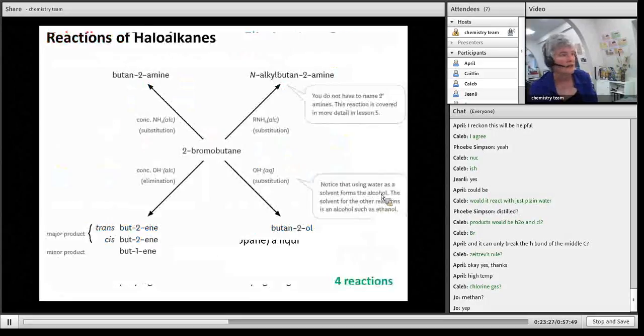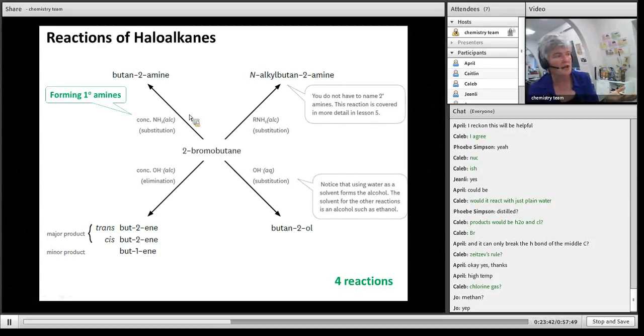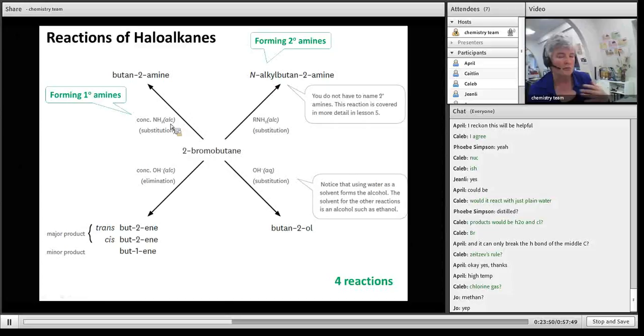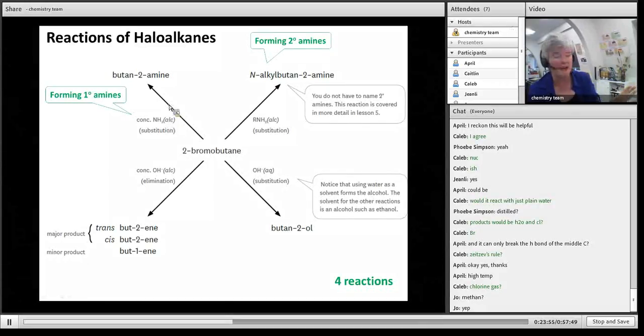Okay, so just like we had 4 reactions for the alkenes plus some tests, we've got 4 reactions for the haloalkanes. So 2 of them are actually fairly similar. We're forming amines. One is primary amines and one is secondary amines. So concentrated ammonia, and we do it in alcoholic. We don't use aqueous because we don't want to form the alcohol. We just want to form the amine, because OH minus is actually a stronger nucleophile than NH3, and that's why we have it alcoholic.